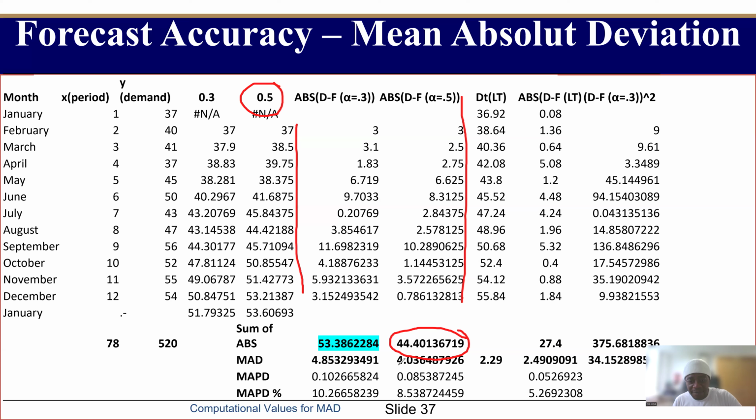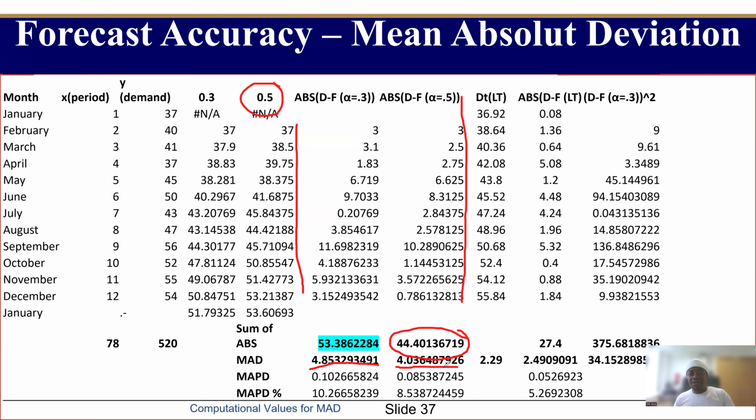And now you divide this number by 11 again. And remember the first one, when it was 0.3, you got this. When you divide it by 11, you get 4.0. So as you change the alpha upward, you can see that the error comes down. So I have calculated this for exponential smoothing using 0.5. I'm going to do the same thing for the linear trend.